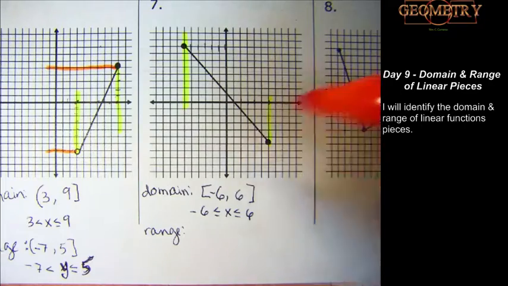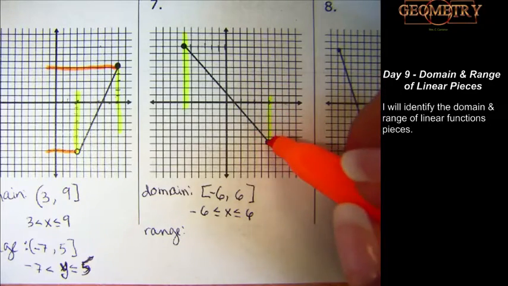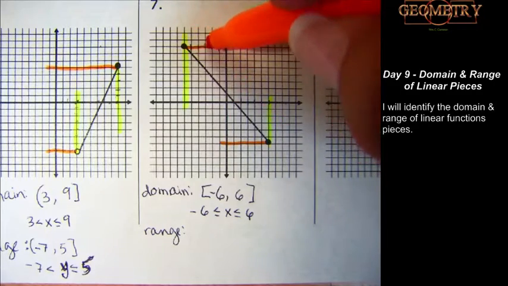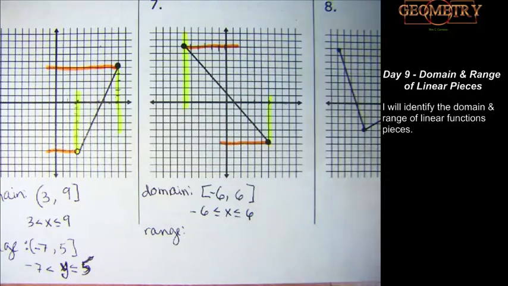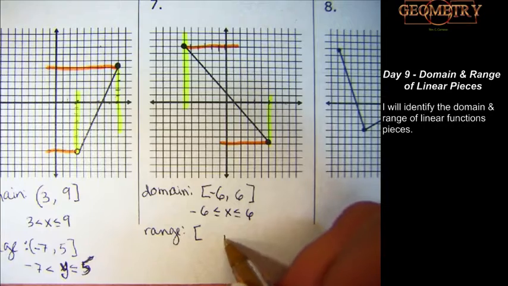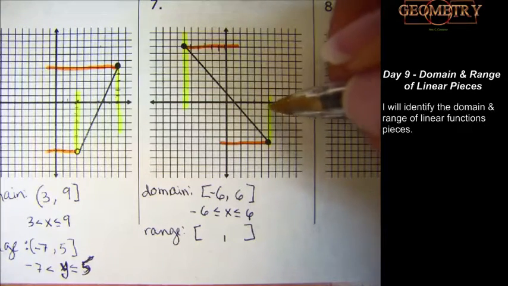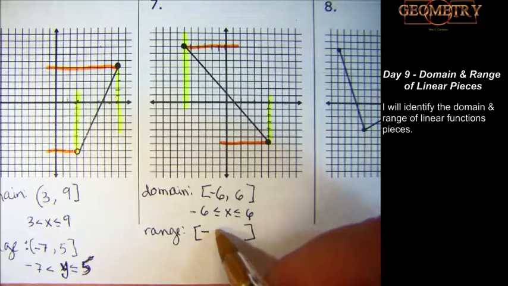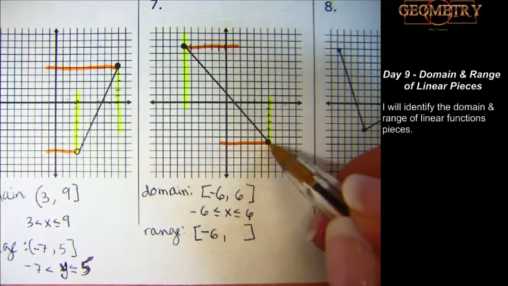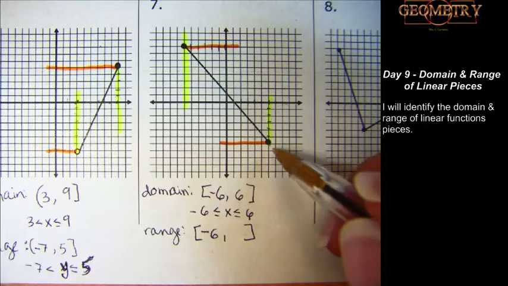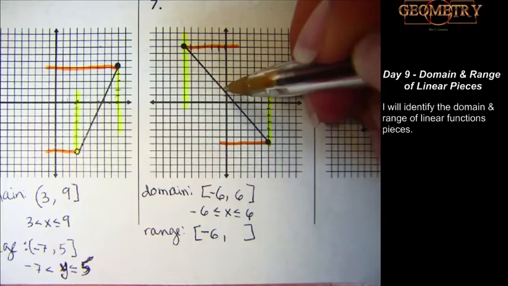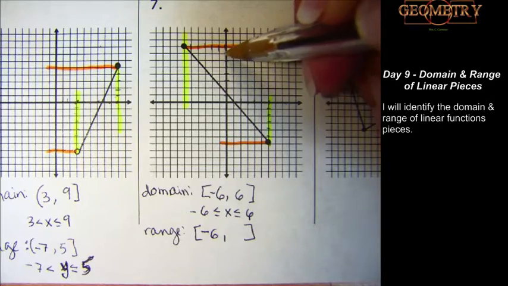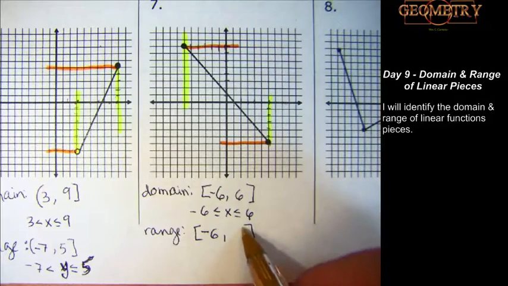And my range. Once again, looking for the smallest range value, then scooting up till I find my largest range value. And I'm going to include them both. Time to count. 1, 2, 3, 4, 5, 6. Negative 6 because this point is down below the x-axis. 1, 2, 3, 4, 5, 6, 7, 8.